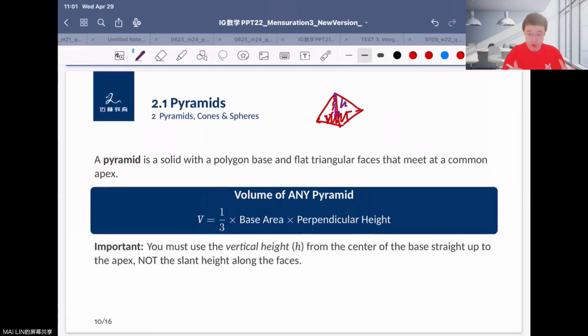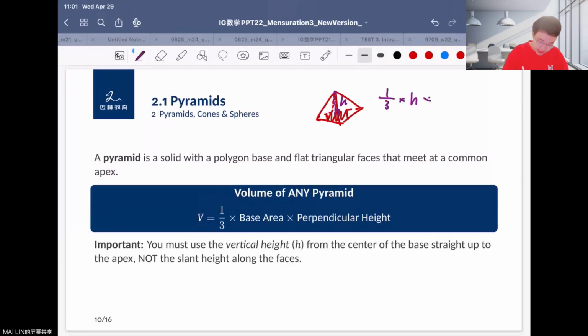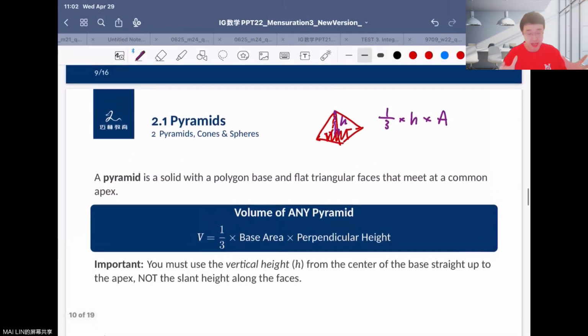So we can say the volume here is 1/3 times height times the base area, which can be considered as a rectangle's area, like A times B, or some others.